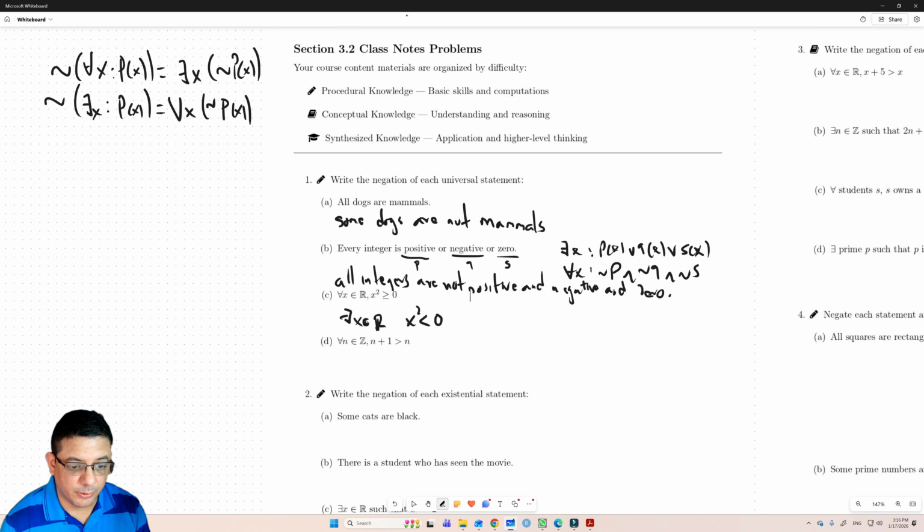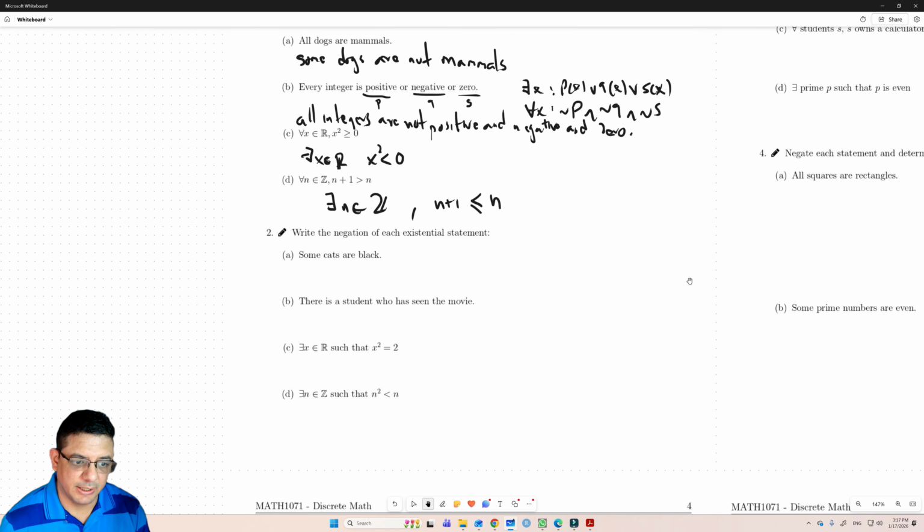Now for D, we have for all n that belongs to the integers, n plus 1 is bigger than n. So if we want to negate that, we'll say there exists n that belongs to the integers so that n plus 1 is less or equal than n. Now whether that statement is true or not, that's an entirely different story, but at least that's the negation.